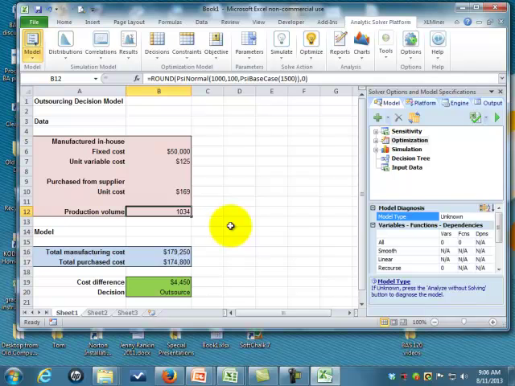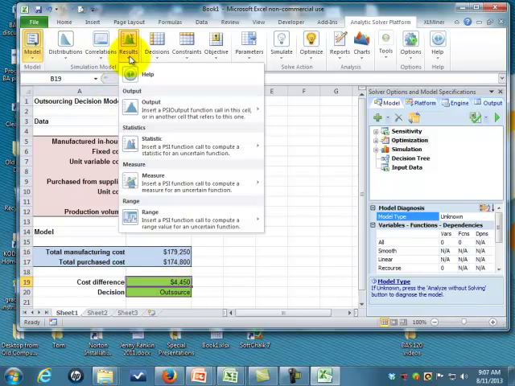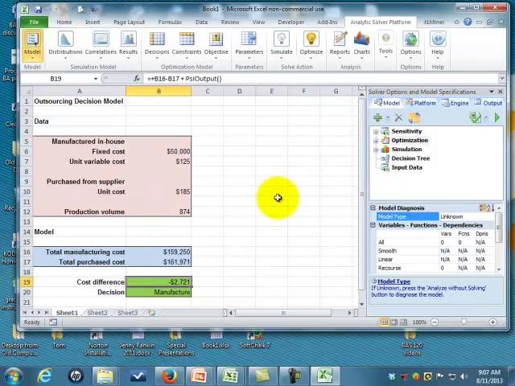All right, so now it just becomes a question of, what am I trying to solve? I want the results of my simulation to be output in this cell right here. So that's how I set that up. Once again, I go to the cell I want my results on, I hit results, and I said put it in the cell right there.